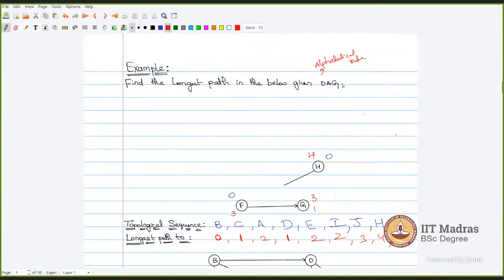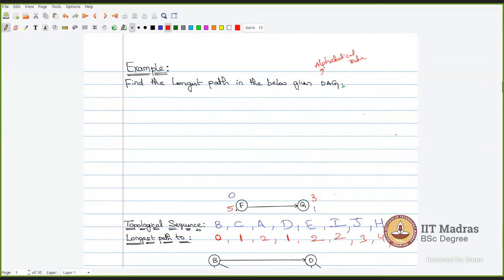The longest path will be the max of either 3 or 1 plus the previously removed one. The previously removed one has longest path 4, so 1 plus 4 is 5. Max of 3 comma 5 will be 5. So this will be 5. Cool. So we remove.